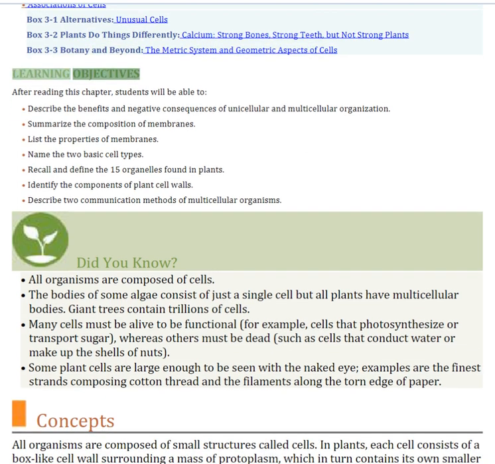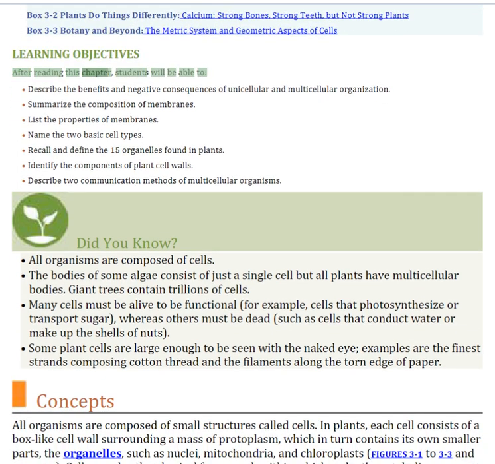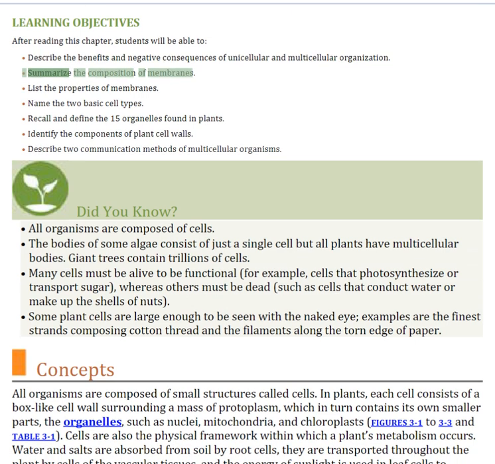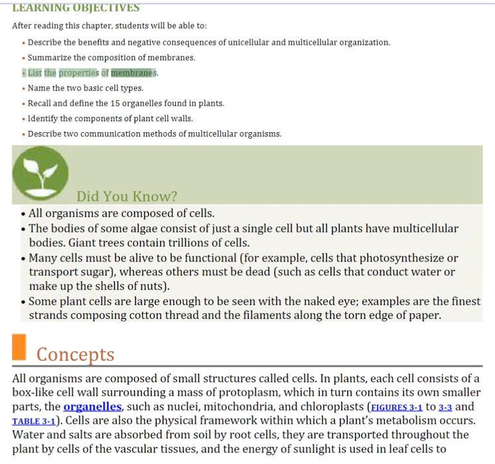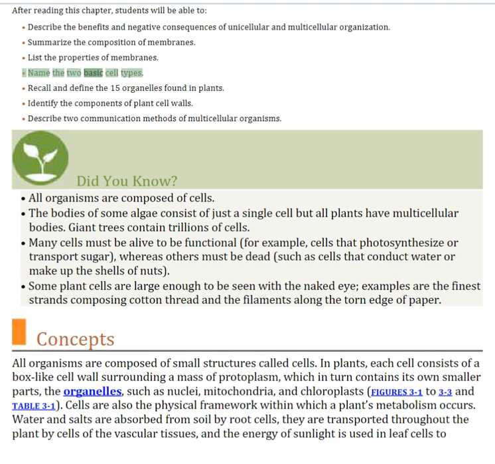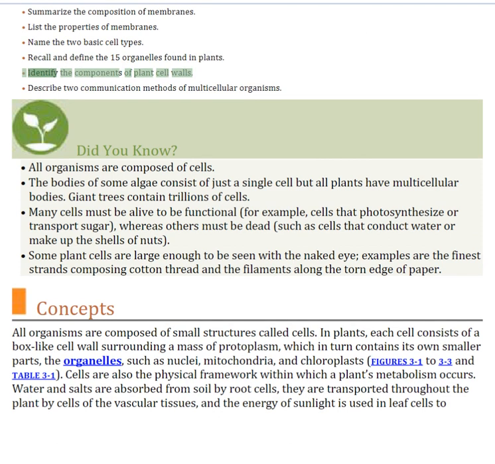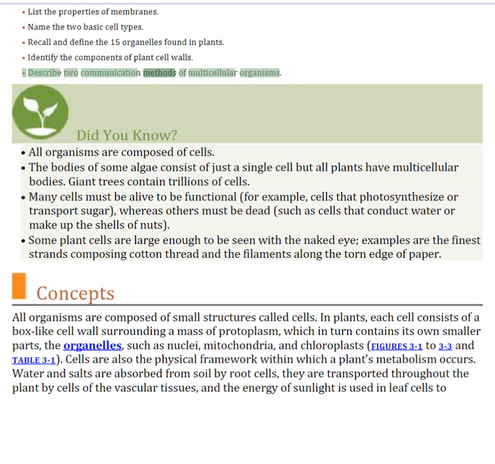Learning objectives. After reading this chapter, students will be able to describe the benefits and negative consequences of unicellular and multicellular organization. Summarize the composition of membranes. List the properties of membranes. Name the 2 basic cell types. Recall and define the 15 organelles found in plants. Identify the components of plant cell walls. Describe 2 communication methods of multicellular organisms.